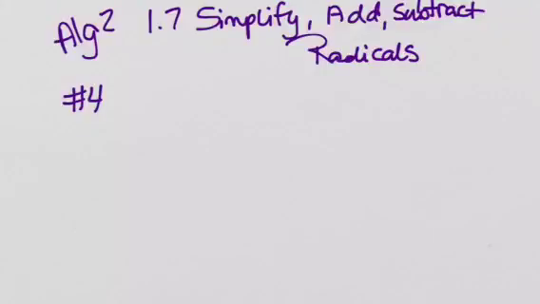Lesson 1.7 is on simplifying, adding, and subtracting radicals. So I'm going to do number 4 for you, and this is what it looks like.